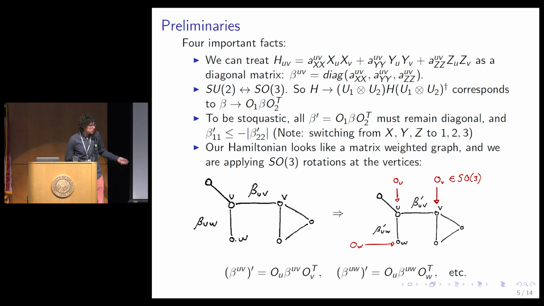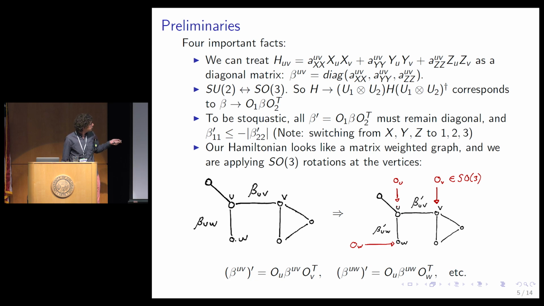Now, in order to be stochastic, you can sort of take my word for this, this transformed beta matrix must remain diagonal after it's been transformed in this fashion, and it must satisfy this inequality. And note here that I'm switching notation from XYZ to 1, 2, 3. This inequality, you can sort of see why it's true. This YY term has alternating plus and minus signs along the diagonal, and this XX term has all positive signs. And so we need this XX term to sort of drown out the highest positive term on this YY entry.